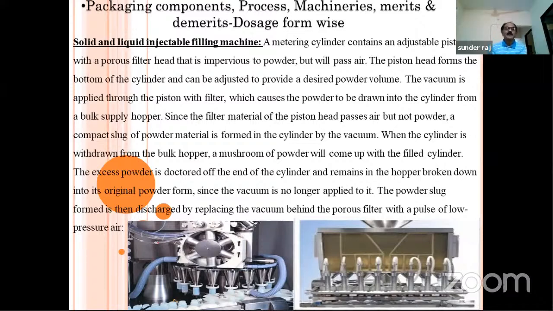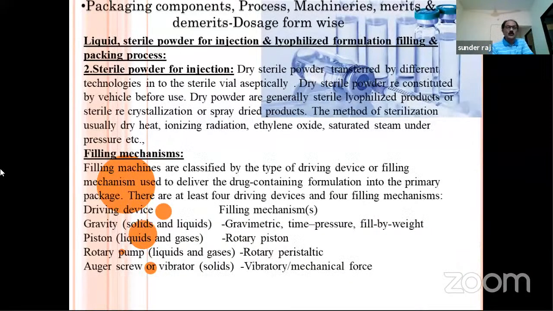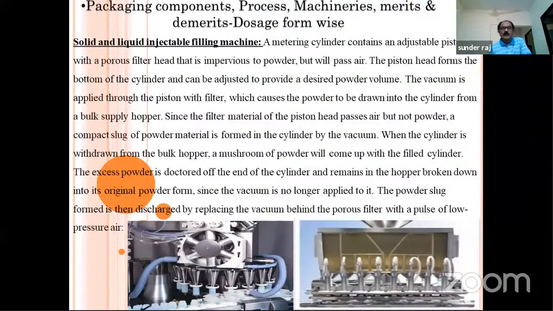Welcome to the second session. I will continue as I was explaining about sterile dosage form packaging. As I explained, the various technologies used for filling mechanisms are gravity, piston, rotary pump, and auger screw. Here you can see the picture. This is one of the pistons, which is widely used for sterile powder filling, whereas the other one is volumetric filling, which is used in liquid filling machines. And this is with the piston.